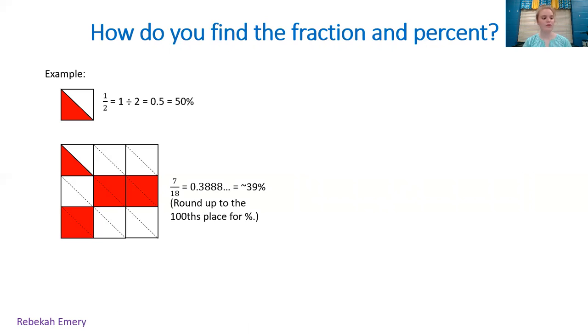Moving on to our problem, you can see there are 9 squares within a square. 3½ squares are red, but we cannot make a fraction with a numerator of 3½. So notice how we divided all the squares into triangles. Now there are 18 parts for the denominator, with 7 of the parts shaded red. 7 will be the numerator. Every fraction is a division problem. We get 0.3888, which is about 39%. We just rounded up to the nearest 100th place for the percent.